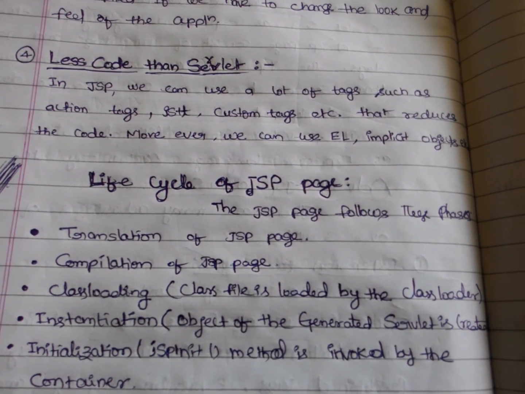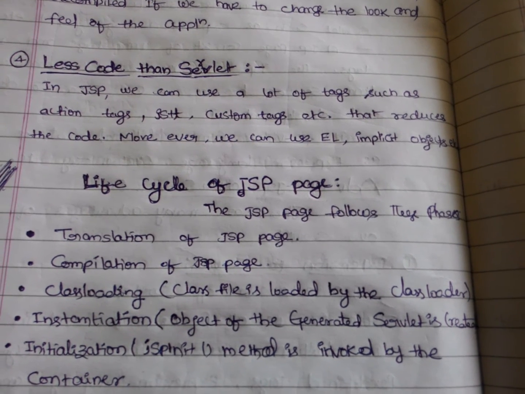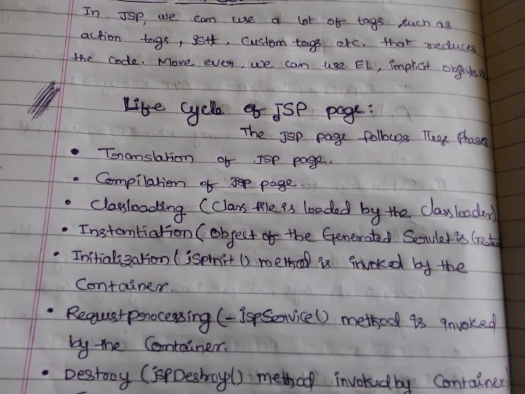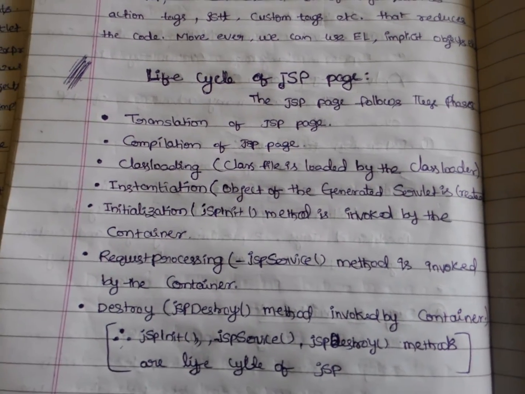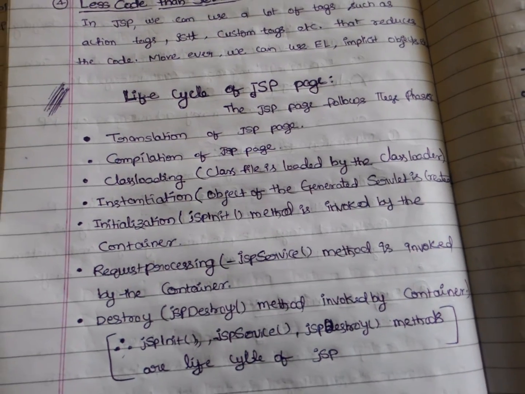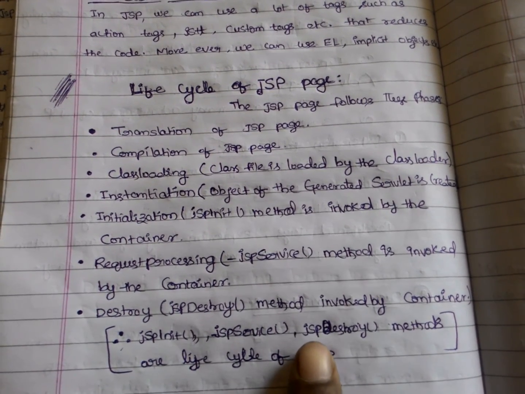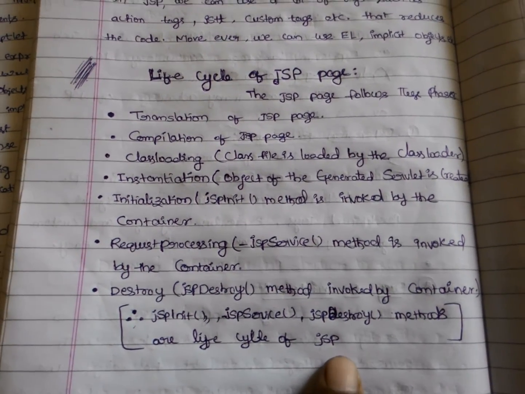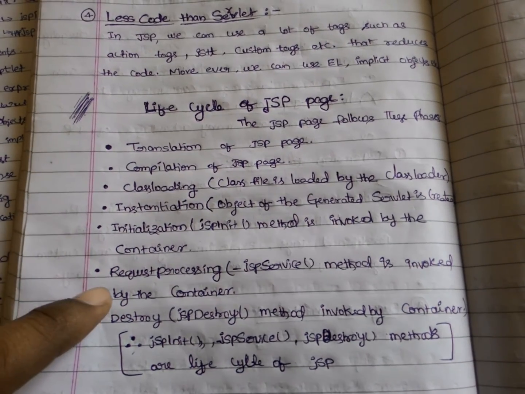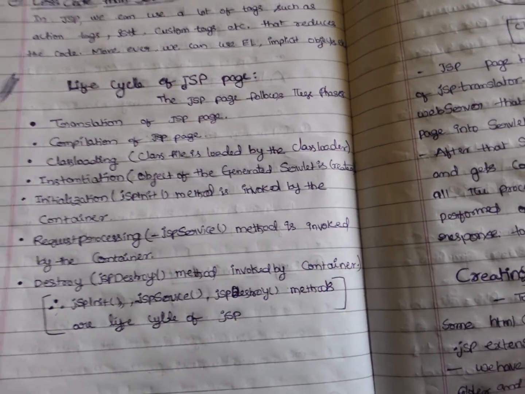After completion of the service method, finally it is destroyed. The servlet container calls the jspDestroy method. In the 7 phase JSP life cycle, there are mainly 3 life cycle methods: the jspInit method, the _jspService method, and the jspDestroy method. These are all the 7 phases, and in these we have three life cycle methods. This is the flow of execution of a JSP page.